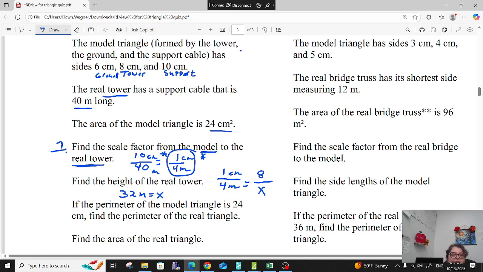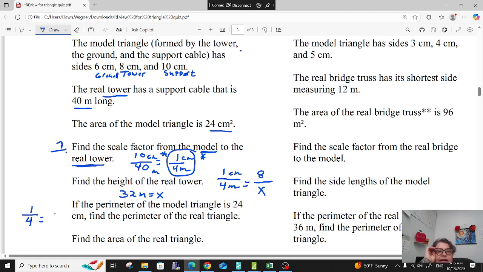Now, when you are doing perimeter of the model triangle, you would still use the same scale factor, right? I don't do anything with the scale factor for perimeter. So I would do 1 over 4 is equal to... why 4 over 1? It doesn't matter as long as you do it consistently.